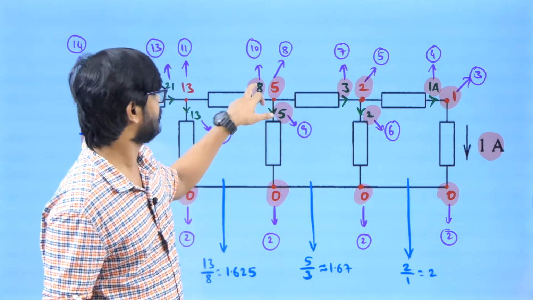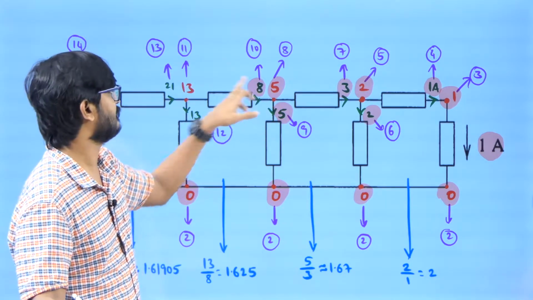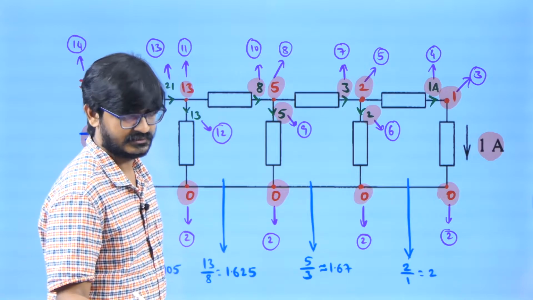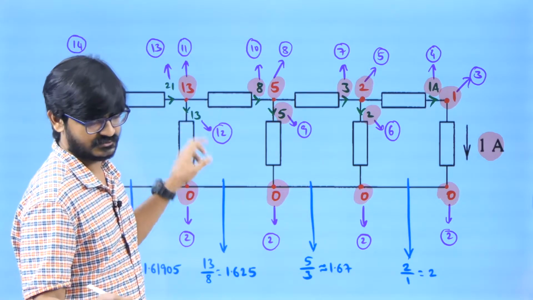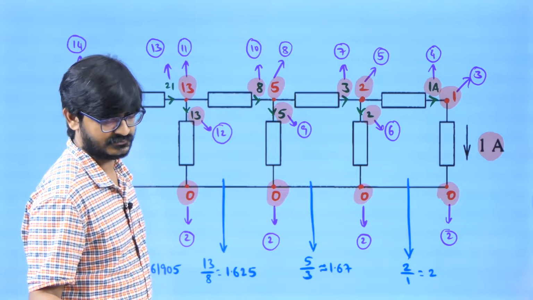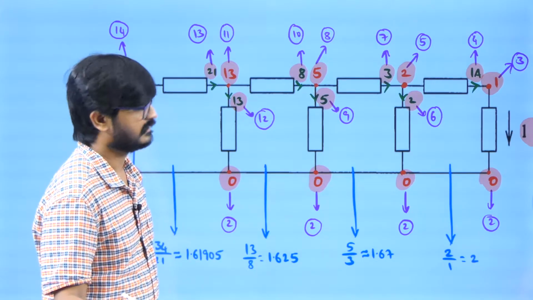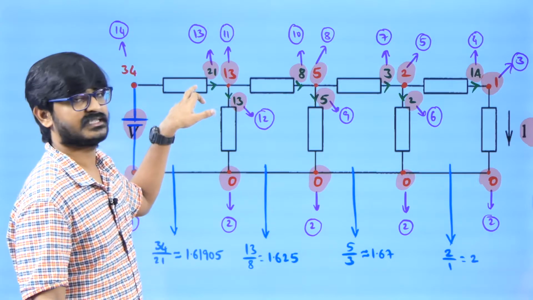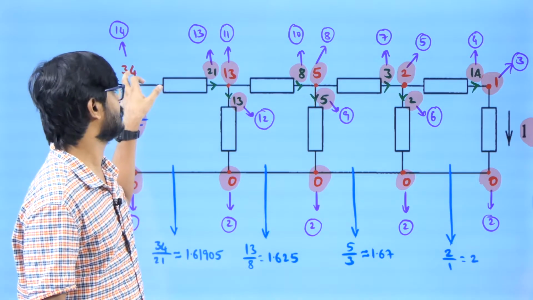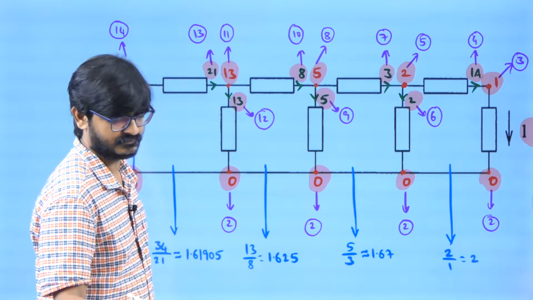If this current is 8, then the potential difference has to be 8. There is already 5, so this has to be 13. If this is 13, then the current in this one is going to be 13. Now if the current here is 8 and 13, then this current is going to be 21. So if this current is 21, then the potential difference has to be 21. There is already 13, so this has to be 34.